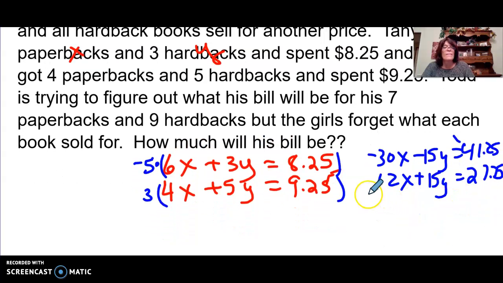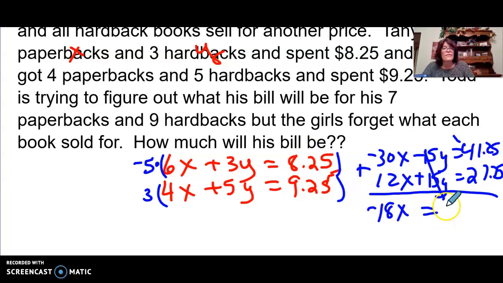Okay, let's add those together. We'll get negative 18x equals negative 41.25 plus, what was that, 27.75?